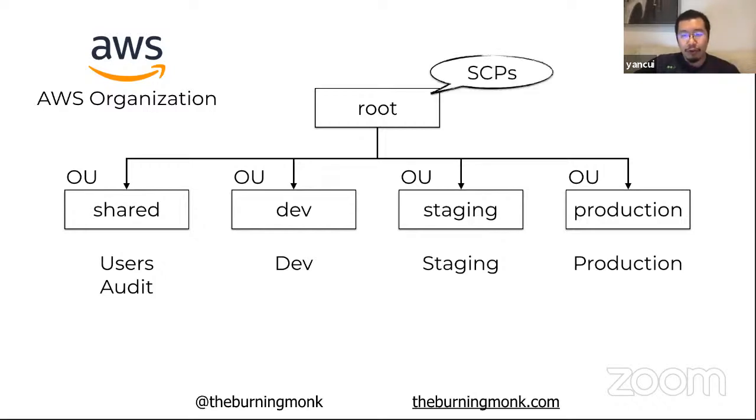And then at the root of the organization, I had a couple of service control policies. For example, to deny access to all AWS services outside of EU West 1, because I know that's the only region that we're going to use, at least for right now.